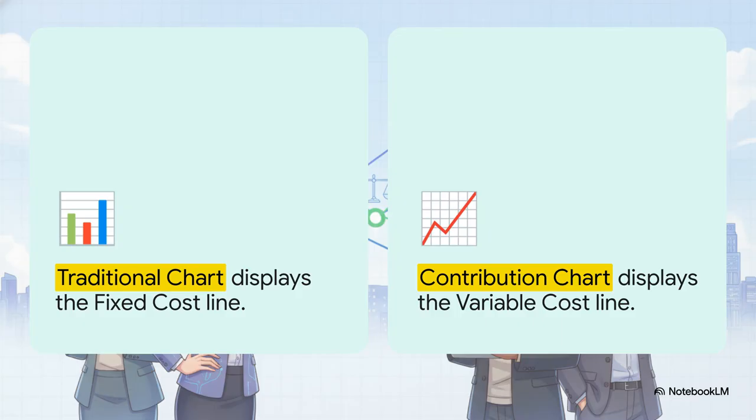Moving on to Section 2, the contribution chart, focusing on variable costs. So the one crucial difference you absolutely need to memorize for your exams is that we swap out the fixed cost line and draw the variable cost line instead. That's literally it. Everything else, the break-even point, the overall profit, stays exactly the same.